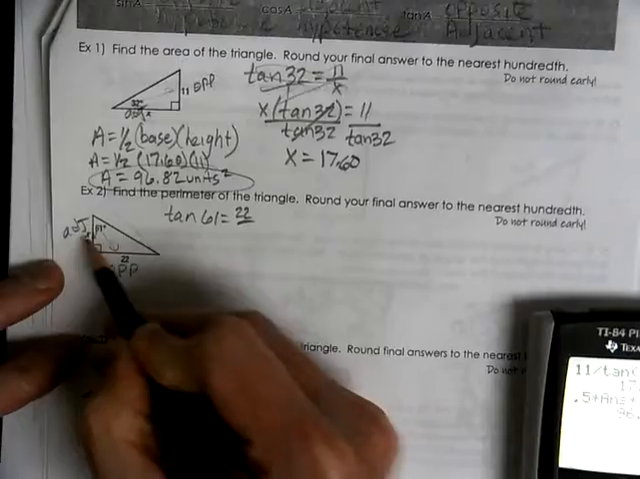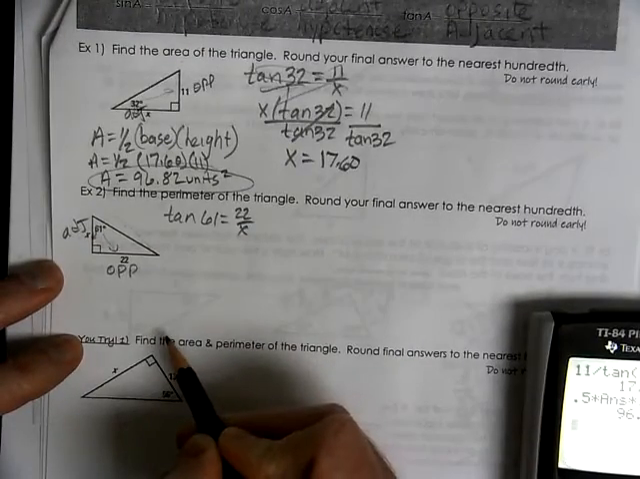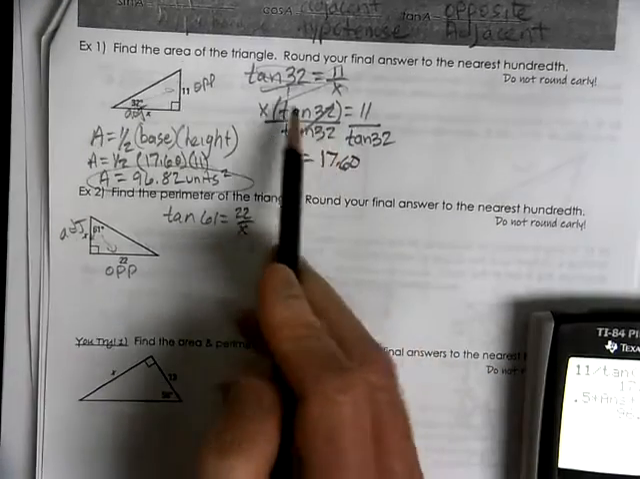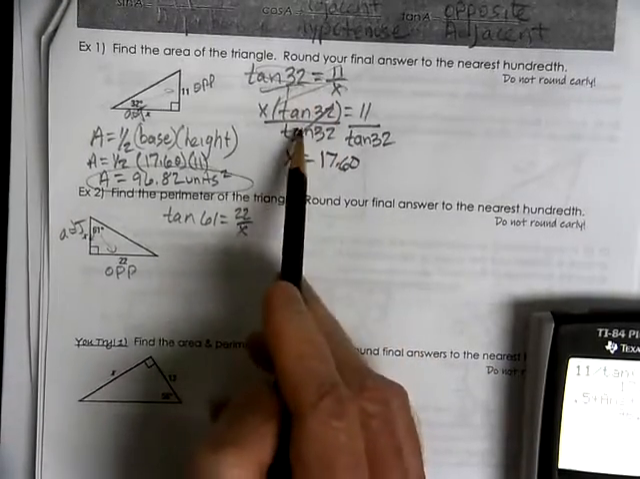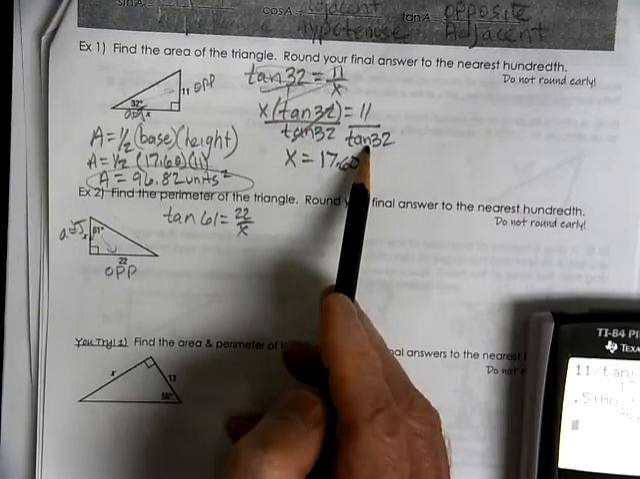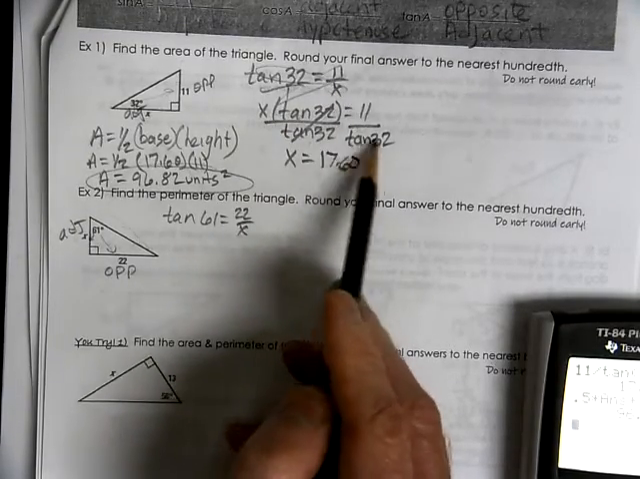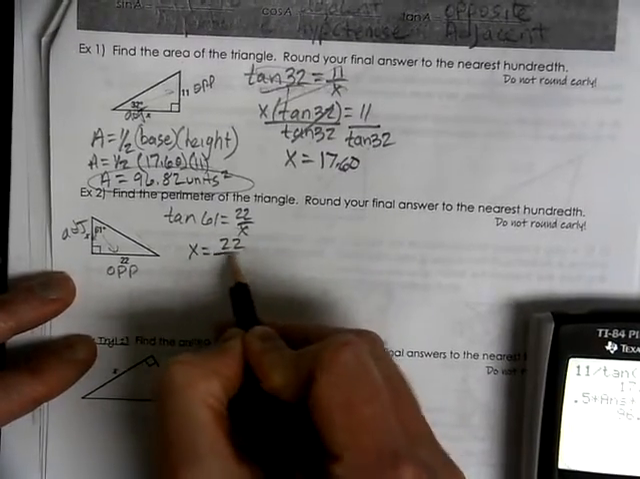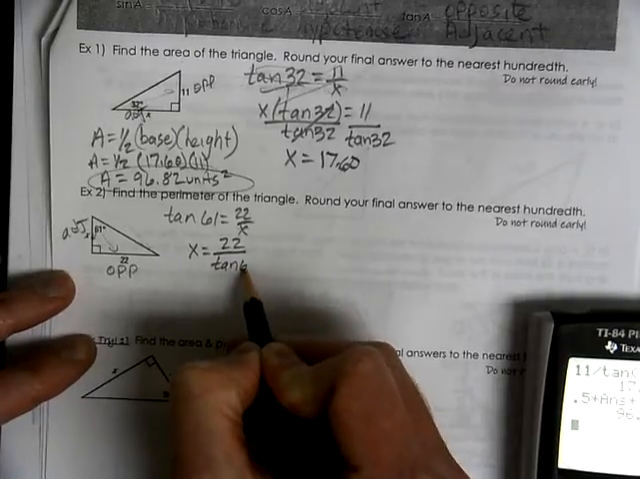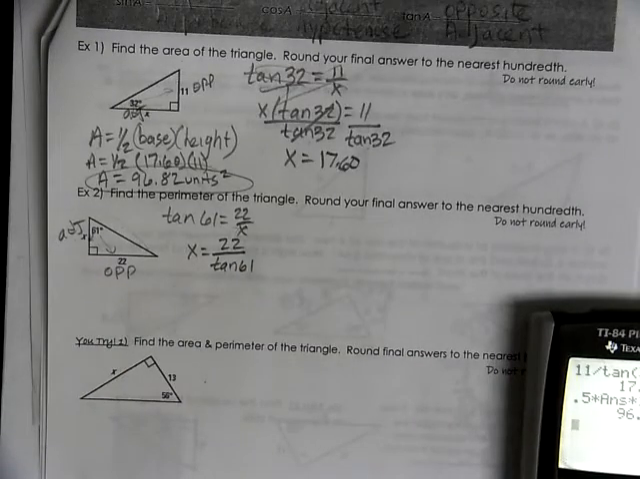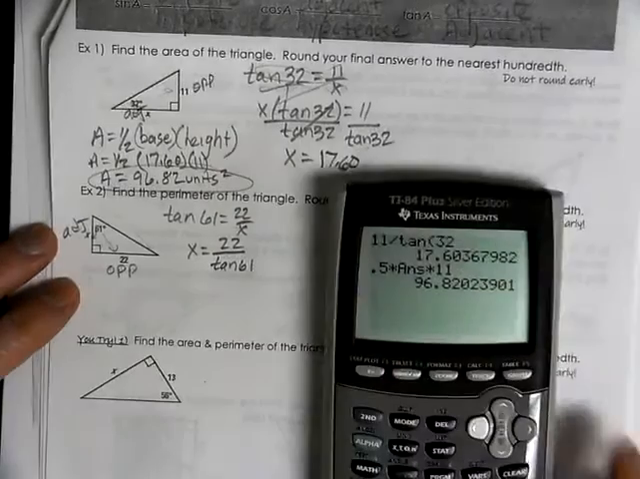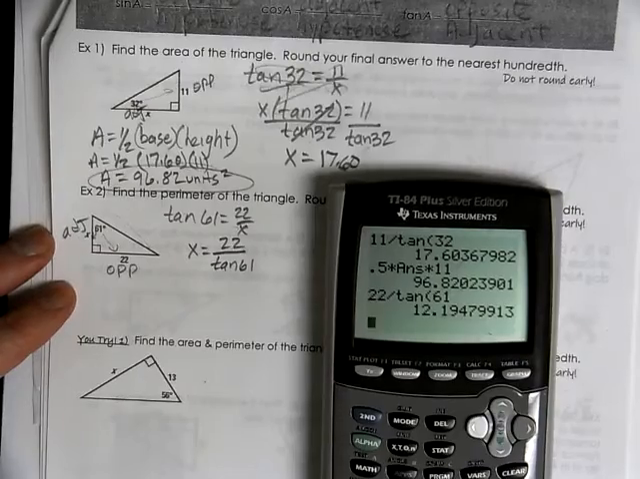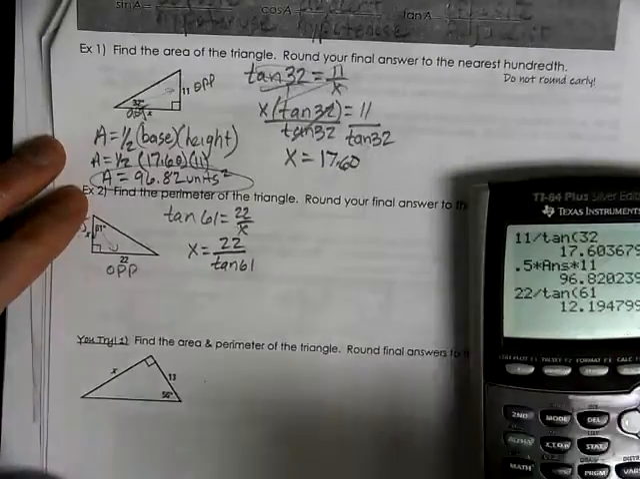of 61 is going to be 22 divided by x. Now when x is on the bottom, we saw before that we essentially switched the x and the tangent of 32. So we're going to switch those around. Just to help speed it up a little bit, but I'm still showing work and how I got my values. So the 22 divided by the tangent of 61 is 12.19.